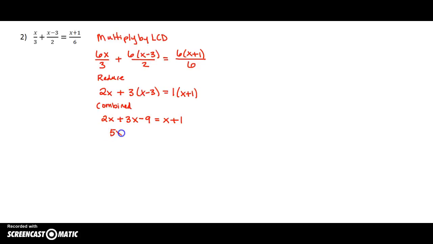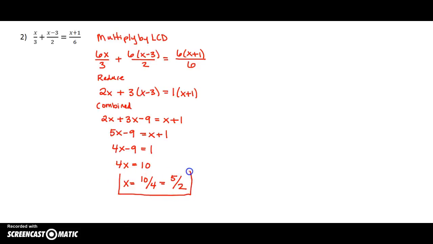Leaving us with 5x minus 9 equals x plus 1. I'm going to subtract x from both sides, so I have 4x minus 9 equals 1. Add 9, so 4x equals 10. So x equals 10 divided by 4, or simplified, again, 5 over 2.